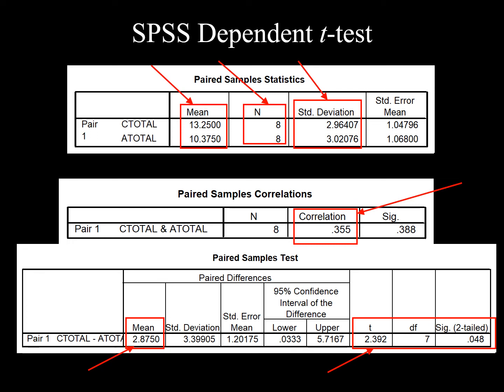So the t is calculated to be 2.392. Degrees of freedom is 7, 8 minus 1. Significance in this case is 0.048. So rounded up, 0.05. It is significant right on there.